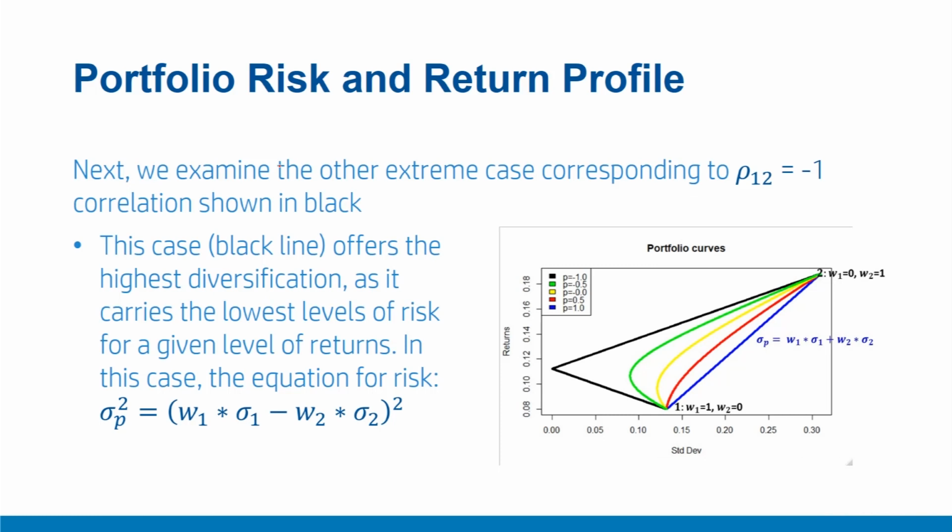Next, we examine the other extreme case corresponding to rho 1 2 equal to -1, and that correlation is shown here in green. This is the case where highest diversification is observed, as it carries the highest level of return for a given level of risk, or minimum level of risk for a given level of return. In this case, the equation for risk effectively becomes sigma p square equal to W1 sigma 1 minus W2 sigma 2 raised to the power 2.